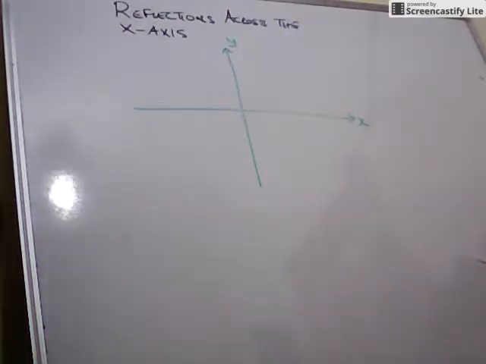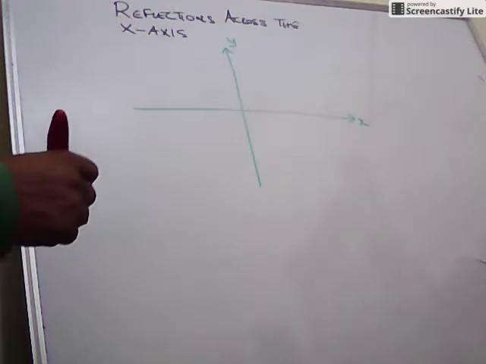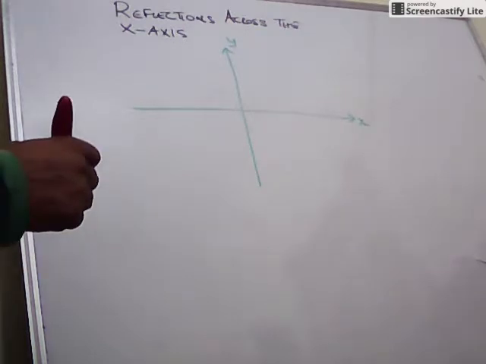Good morning, everyone. In our first video, I introduced you to three different kinds of reflections which you would encounter in graphs and functions. This morning, I want to cover the first one, which will be a reflection across the x-axis. Remember, in the first video, I mentioned that a reflection is like a mirror image.